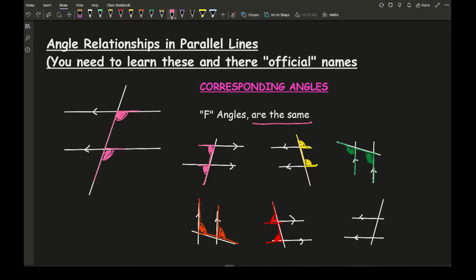I can see an F here. So therefore, these two angles here would be the same. I can see an upside down F. So these two angles would be the same.